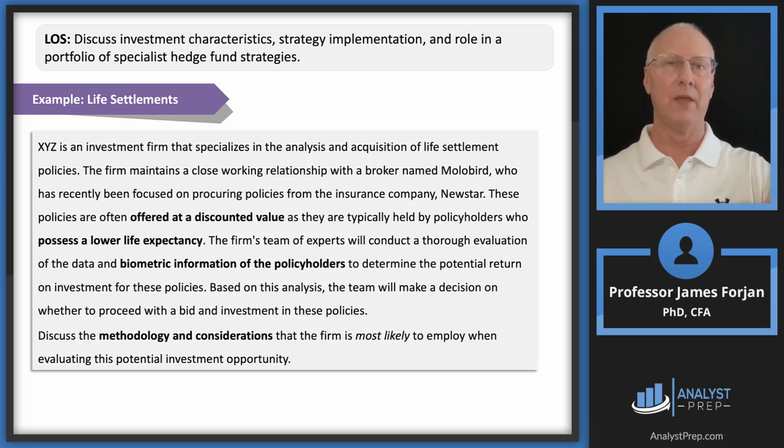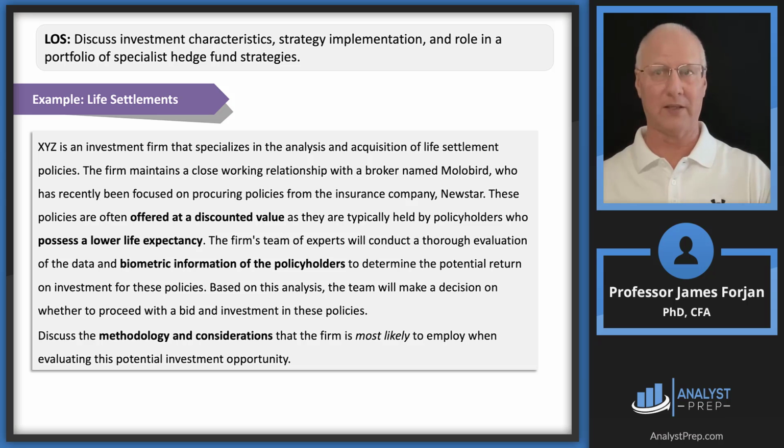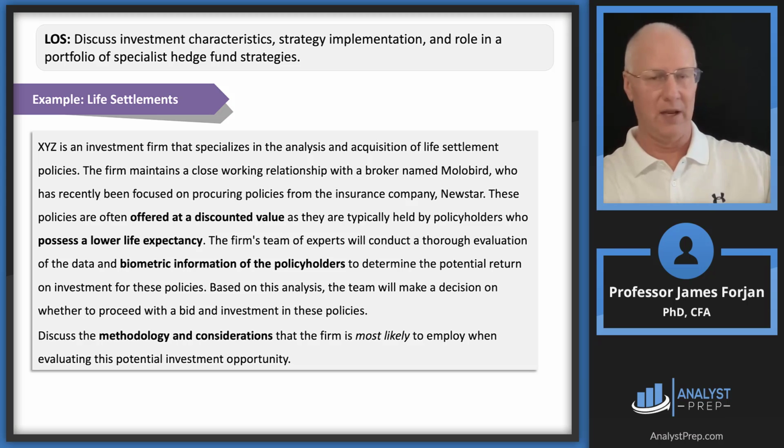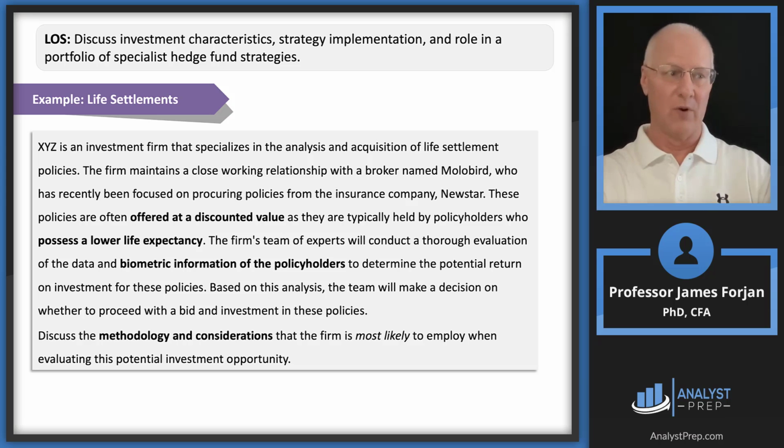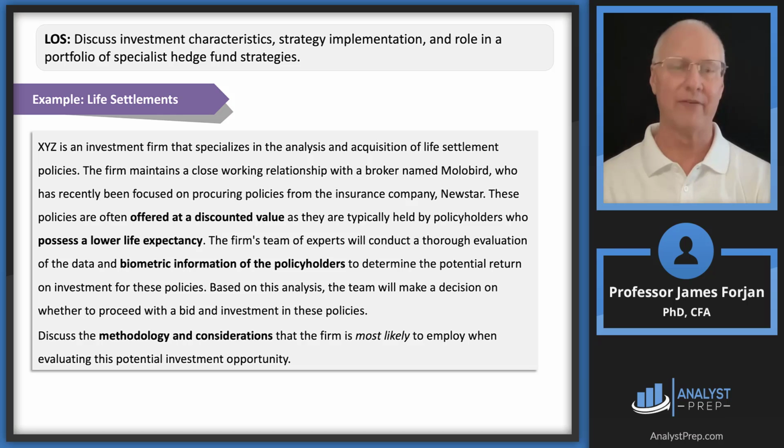The interesting thing about this from the catastrophic perspective is that you don't want to buy 100 policies that are in one particular area. You want to buy them spread out geographically. So let's work through this example here. Here we are, a firm with a working relationship with a broker, procuring policies from the insurance company Newstar, offered at a discounted value as they are typically held by policyholders who possess a lower life expectancy.